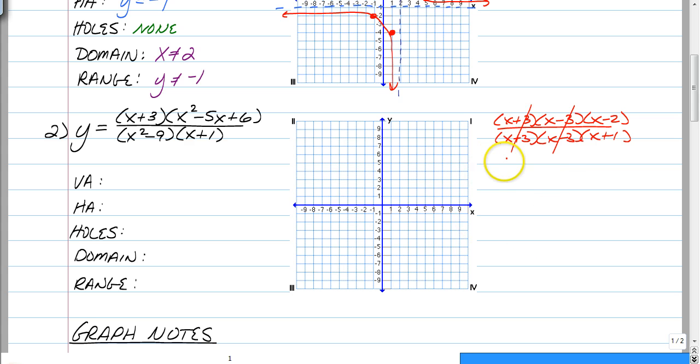Remember, that's going to create our holes. And our final simplified answer is going to be y is equal to x minus 2 over x plus 1. Now our vertical asymptote and our horizontal asymptote come from the simplified versions. So your vertical asymptote is x equals negative 1, because it's always when you set the denominator equal to 0. Your horizontal asymptote now goes to that chart where you have more x's on top, more x's on bottom, or the same. Well, you have an x and an x. So x over x reduces to 1, so you have y is equal to 1 for your horizontal asymptote.